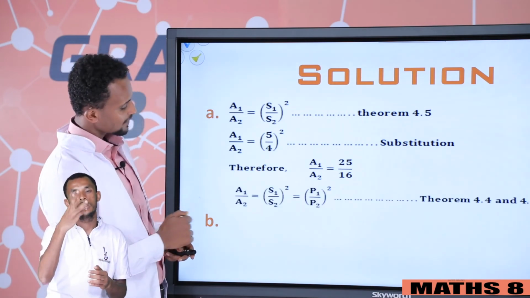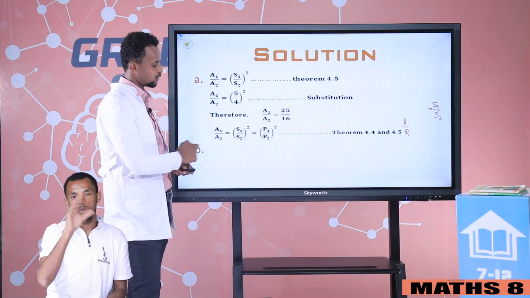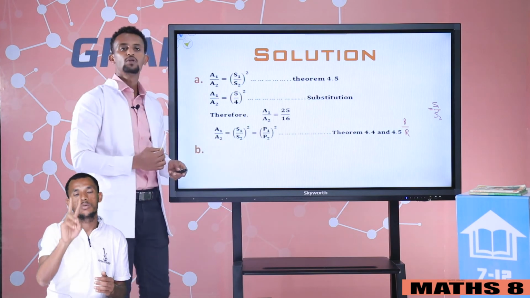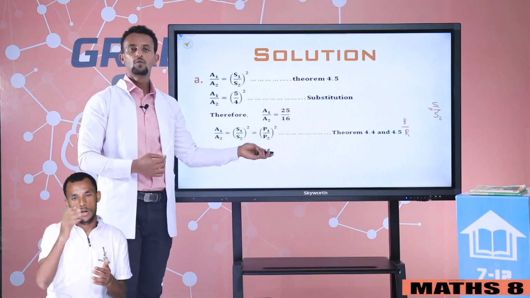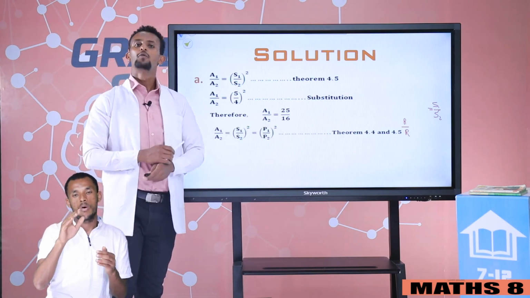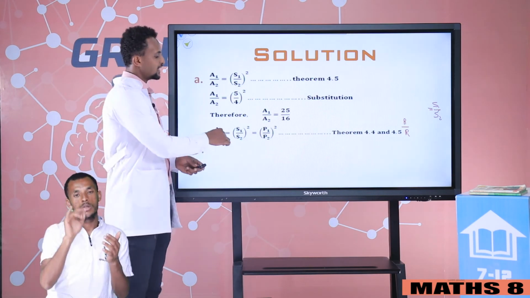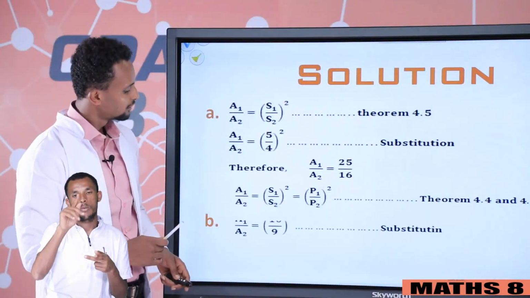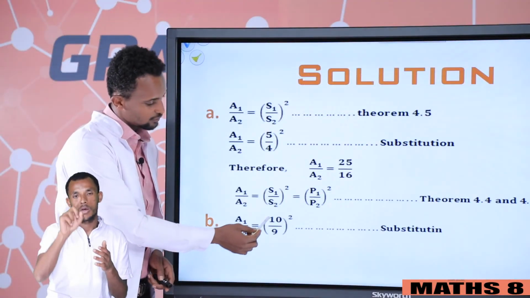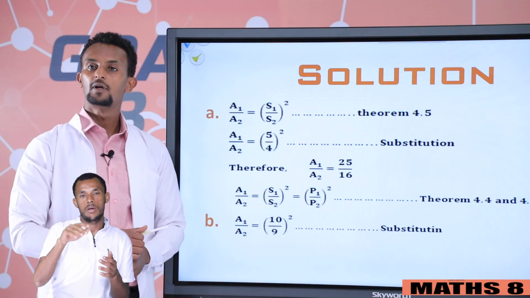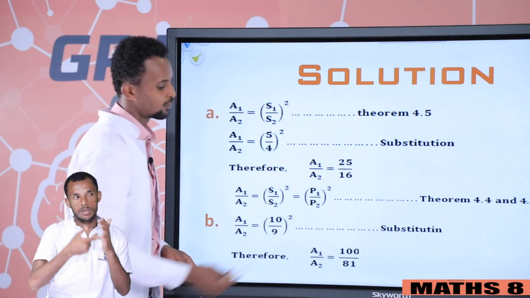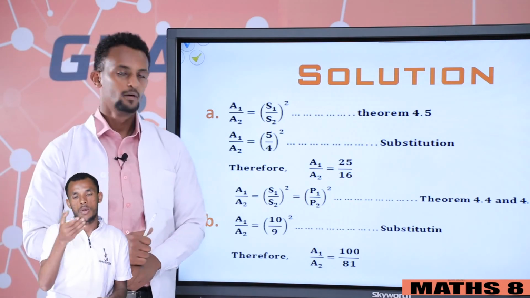B, A1 over A2 is equal to S1 over S2 the whole square. This S1 over S2 is equal to P1 over P2. That is from theorem 4.4. Simply, let's substitute in place of S1 over S2 the value of P1 over P2. That is A1 over A2 is equal to 9 over 10 squared, which is equal to 81 over 100.